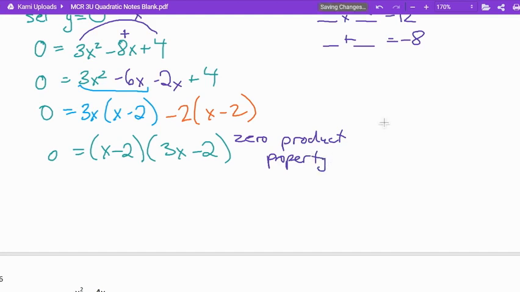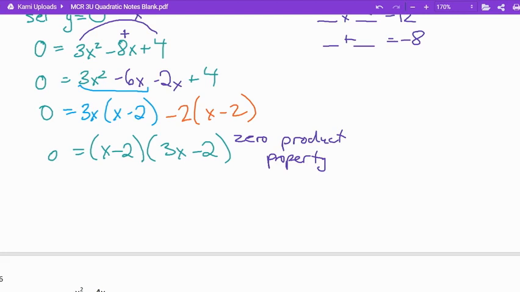The zero product property, please don't talk. Can I have you move your desk 2 feet to that side? I'm just going to make my life easier. 2 feet. That's better. All right.